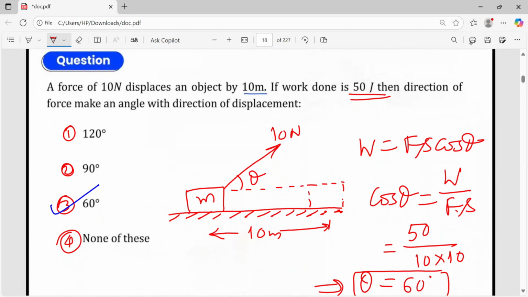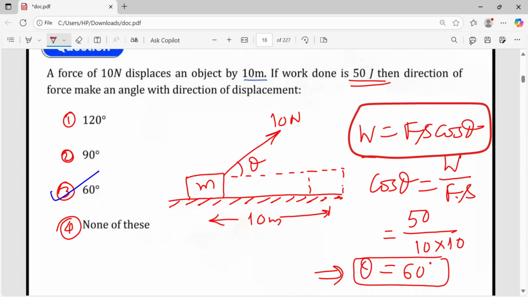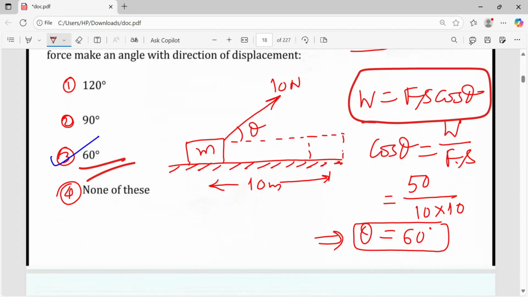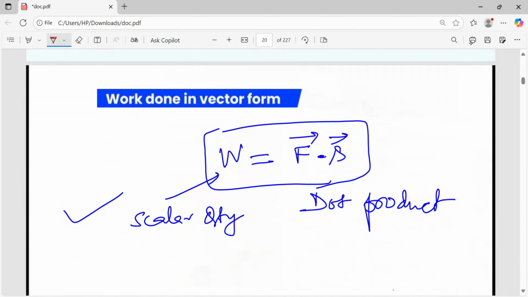Okay, now next question is, a force of 10 newton displaces an object by 10 meter, the work done is 50 joules, then the direction of force makes what angle? So simple formula, you just place this expression, W is equal to F s cos theta, cos theta is equal to W upon F s, putting the values would get me the value 60 degree, which is the angle. Okay, simple.